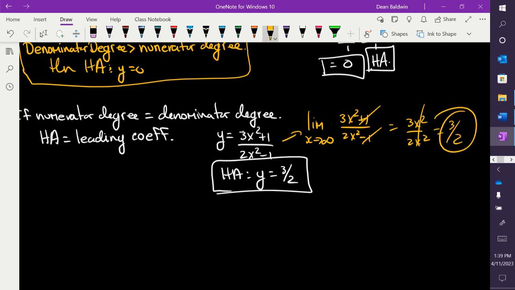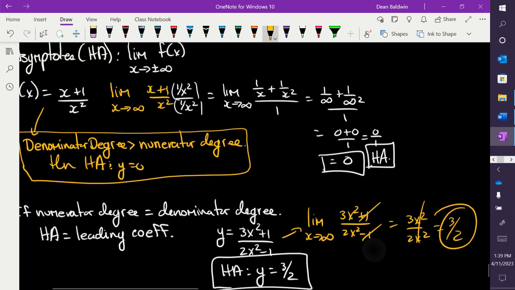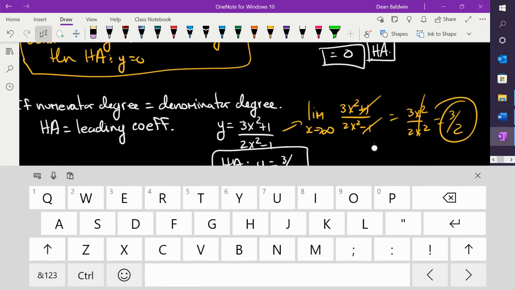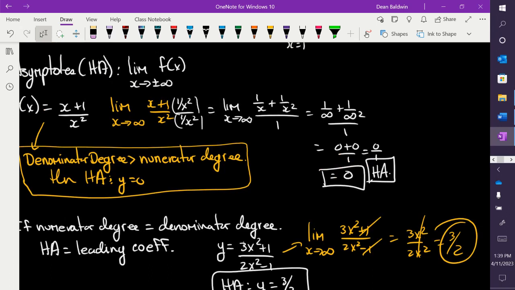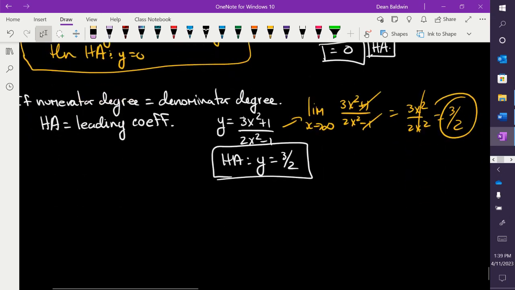Now, it's not technically correct. It's correct and the answer is correct, but this is what you should do. But we've already done this, so I don't want to do this every time. I want you to just be able to get it and move on. Okay? So if the degrees are the same, it's the leading coefficients.